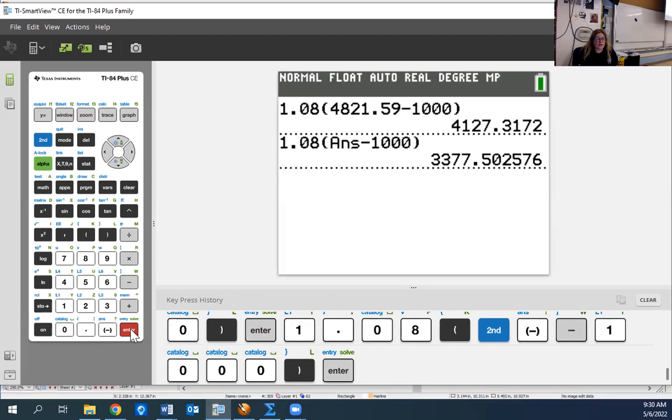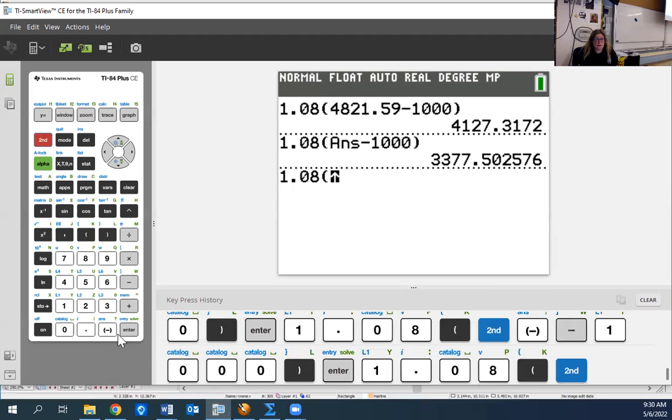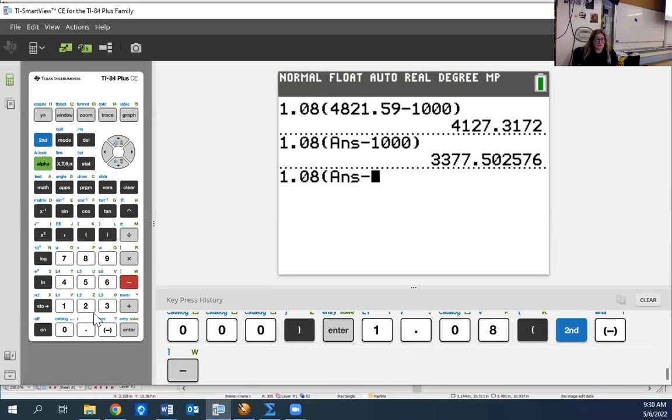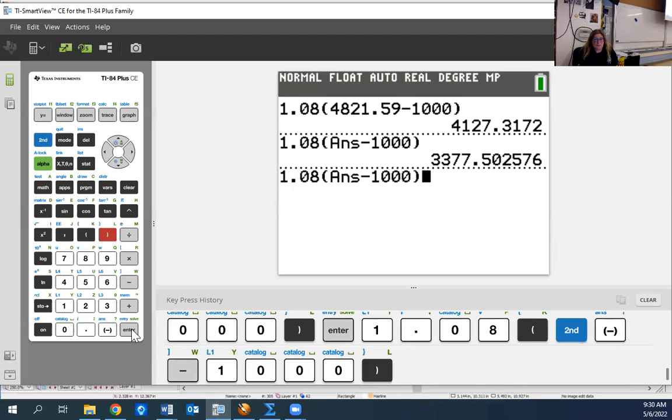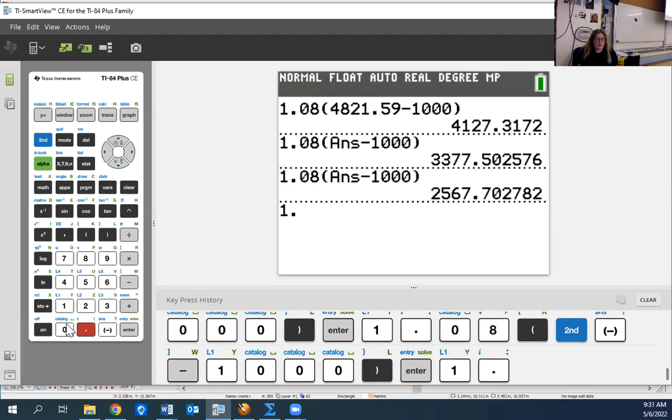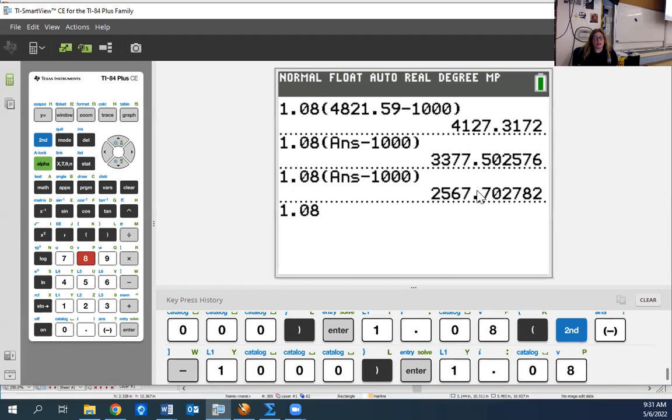Are we there yet? Are we there yet? Nope. 1.08. See why I got mad at Mr. Foster? This is irritating. Second ANS minus 1,000. Not there yet. 1.08. I can't hit enter because then it's just going to give me the same 2567.7.